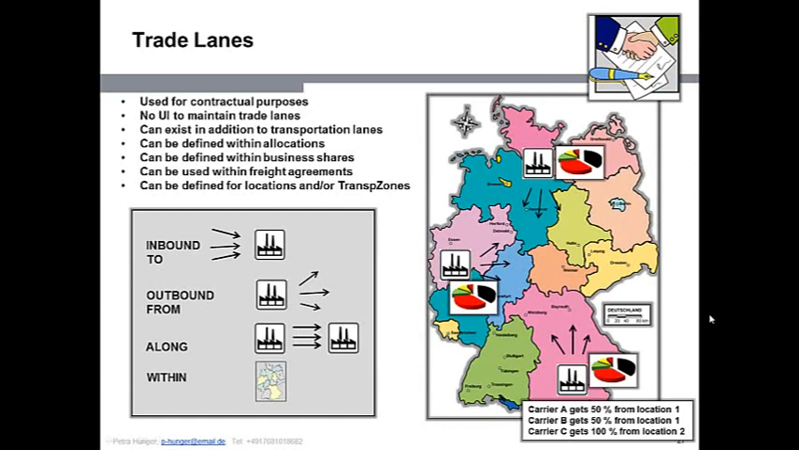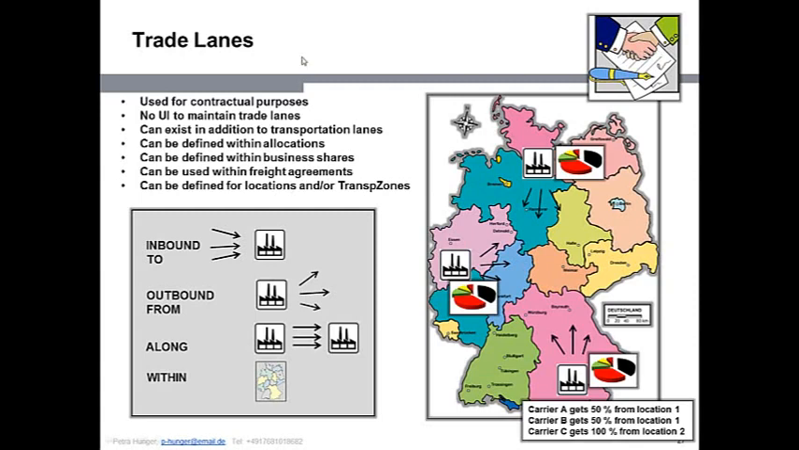Okay, so this was it about the normal lanes, the transportation lanes. Now let's look into one concept which is there in addition, the trade lanes. And you can see here in the bottom, trade lanes have something to do with contracts.